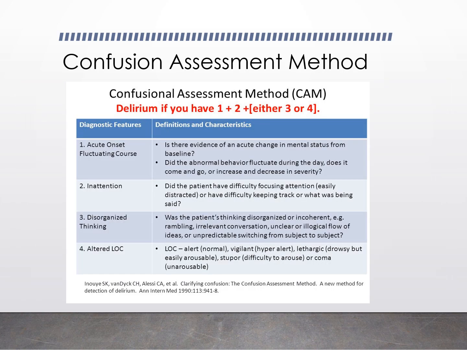There are two different types of confusion assessment methods that you might use in the hospital setting. There is one for ICU patients and there's one for non-ICU patients. But the goal is to assess for delirium. So how we are identifying the changes, we look at the acute onset. Is there any evidence that there's been an acute change in the mental status from the patient's baseline? And this can be a difficult thing to do if the patient has a baseline that includes dementia. But we're looking at the changes from baseline. Did any of the abnormal behavior fluctuate during the day?